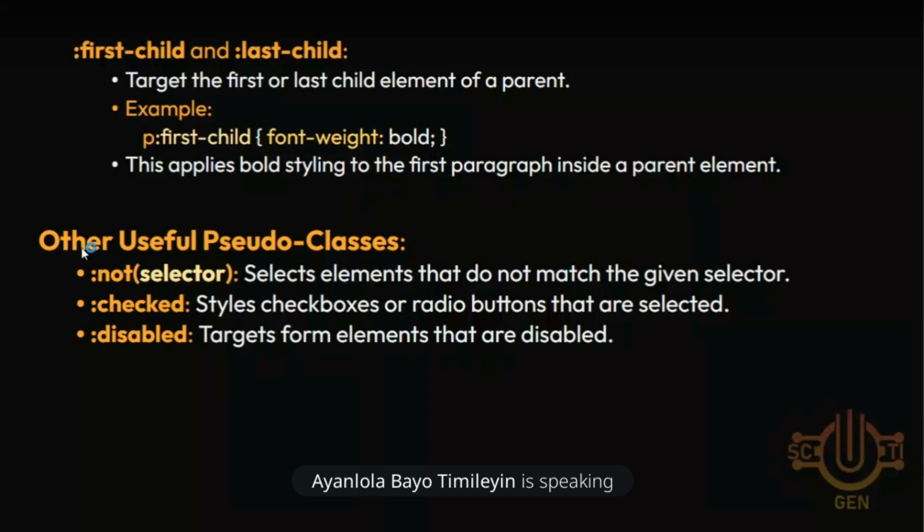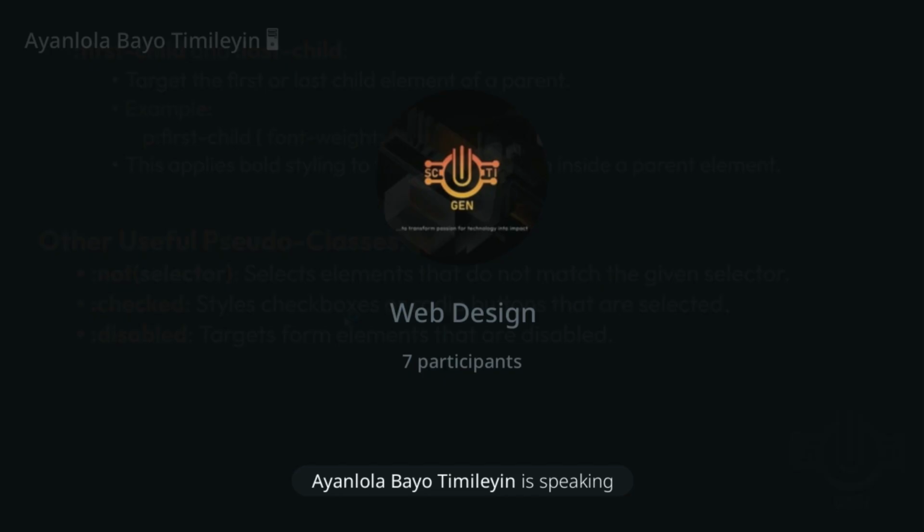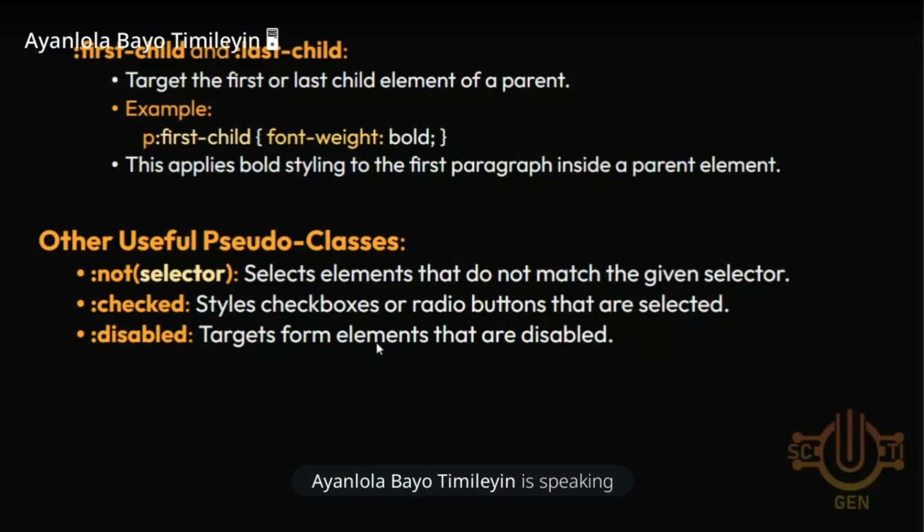All right, so other useful pseudo classes, we have the not, which selects elements that do not match the given selector. And then we have checked, which styles checkboxes or radio buttons that are selected. We have disabled, which targets form elements that are disabled.